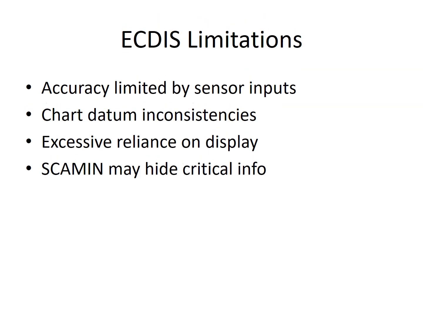ECDIS accuracy depends on sensor inputs and can be affected by chart datum inconsistencies. Over-reliance on the display or improper SCAMIN settings may hide critical information, so navigators must cross-check and remain vigilant.